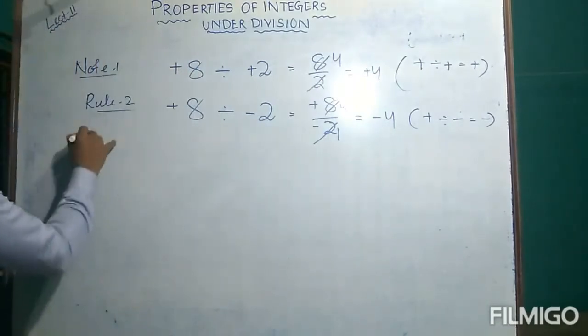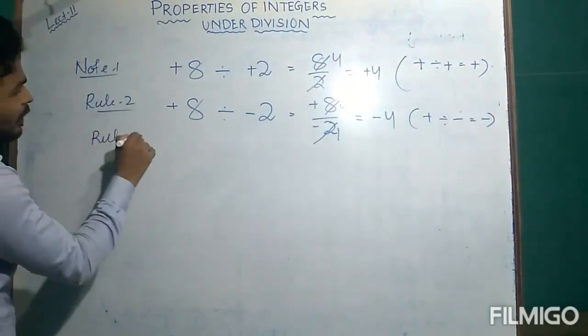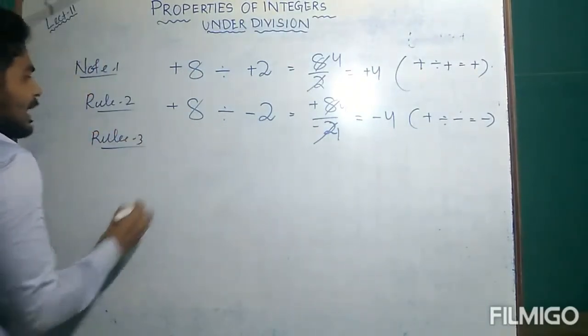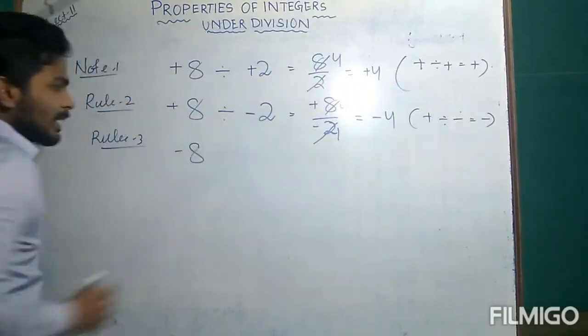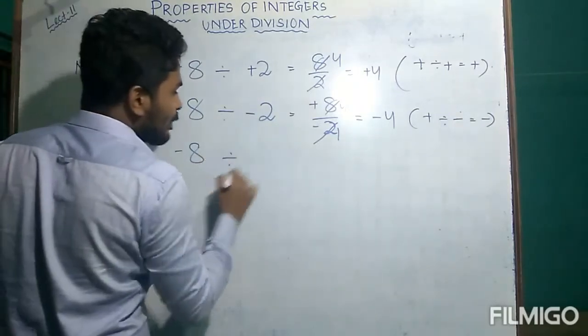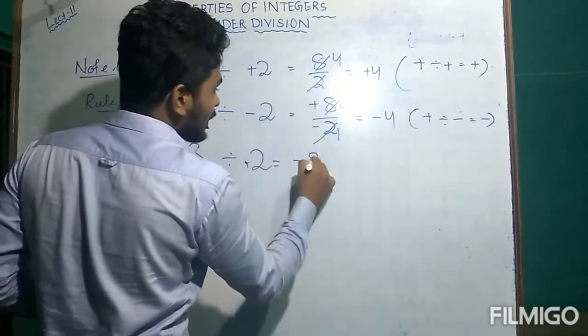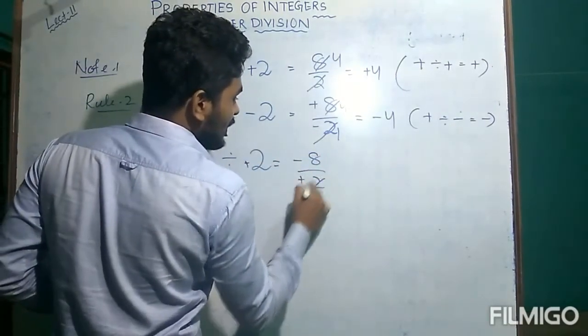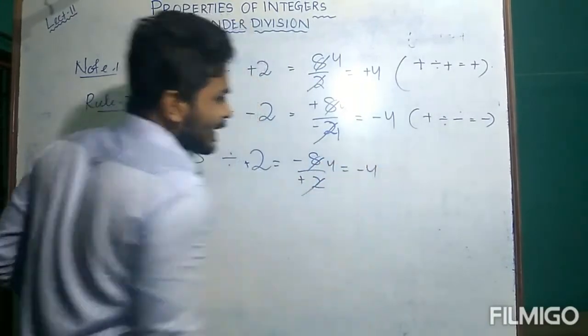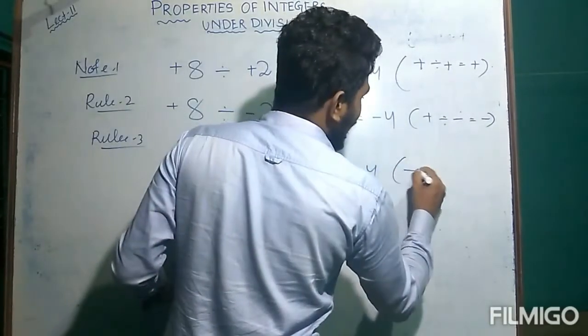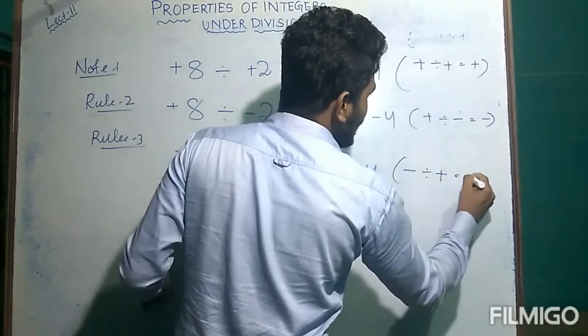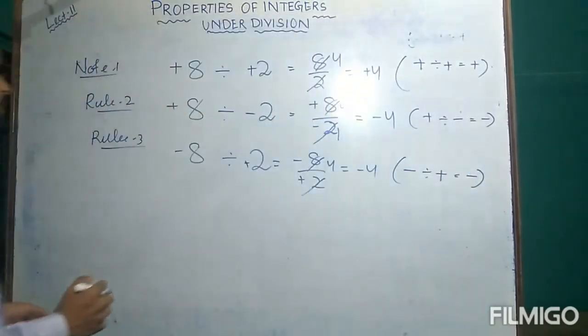So rule 3: whenever a negative integer is divided by a positive integer, the result is also negative. So when a negative integer is divided by a positive integer, the result is negative.